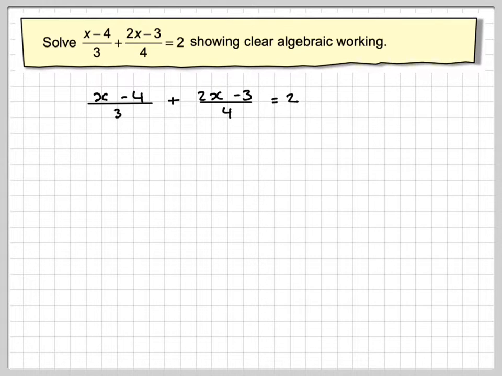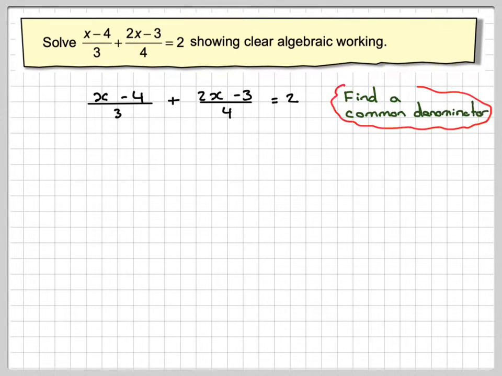When you're doing fractions, addition or subtraction, you find a lowest common denominator. So we're going to find a common denominator. The lowest number that 3 and 4 go into is 12, so we'll put the fraction over 12.